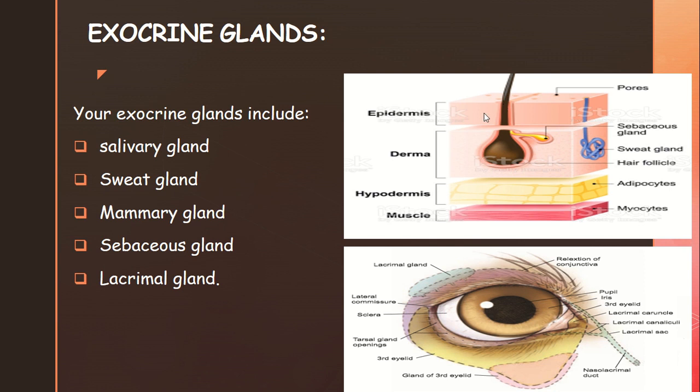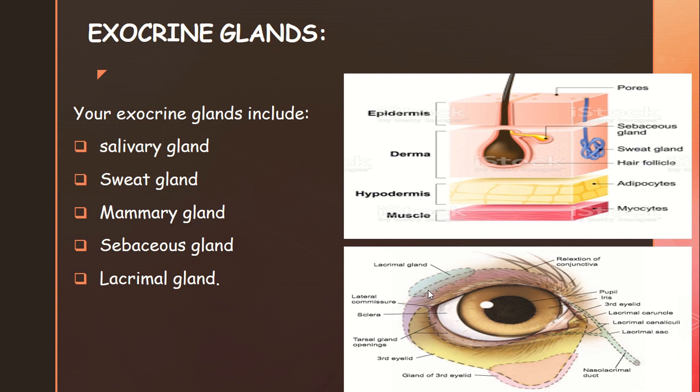So when these pores are blocked, the oily substance coming here gets blocked, and with infection, so many acne come because of this oiliness. So that is how the sebaceous gland works. Then the mammary gland, as you saw there, and the lacrimal gland.